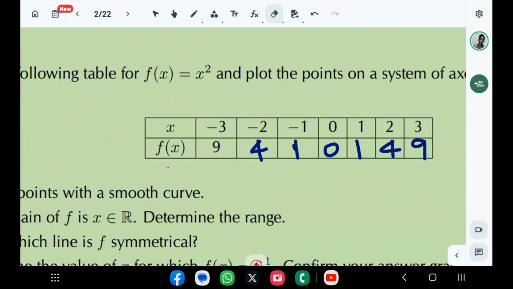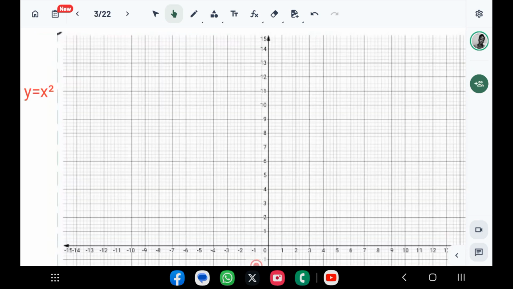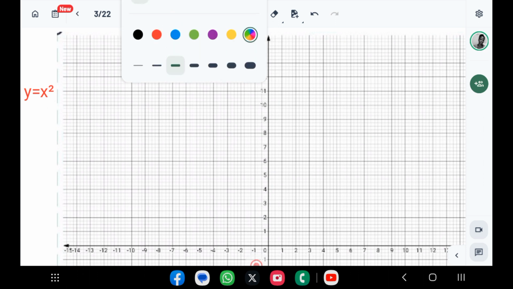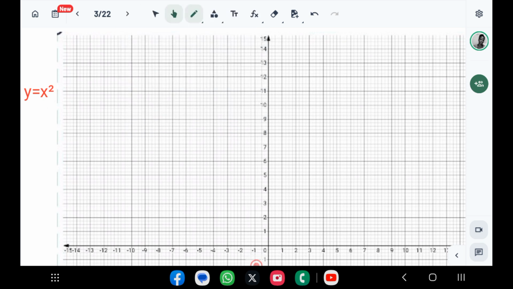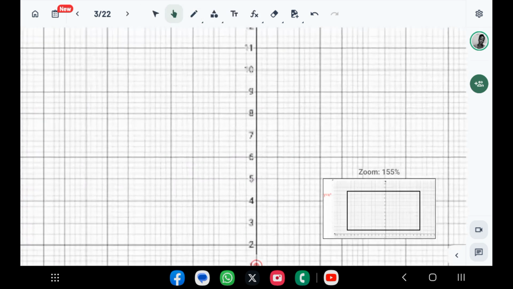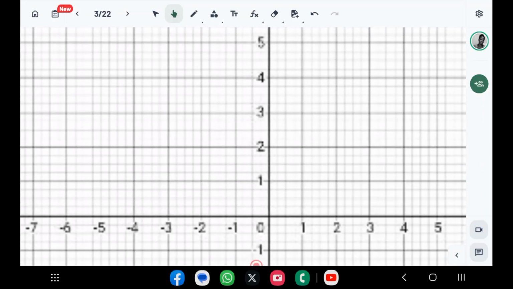Now let's plot the points on a Cartesian plane. I already have a Cartesian plane prepared for us. Now we're plotting the graph of y equals x squared using the points that we've just calculated. It's going to be a red graph, so let's change the color to red so it corresponds with the colors. When x equals 0, we know that y equals 0. So the point is going to be right there at the origin.